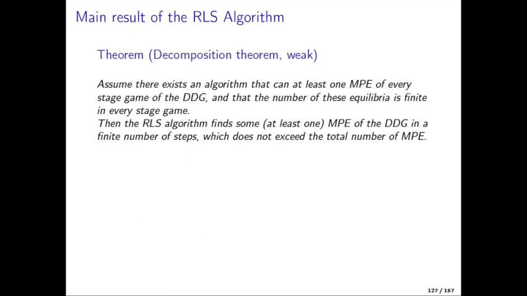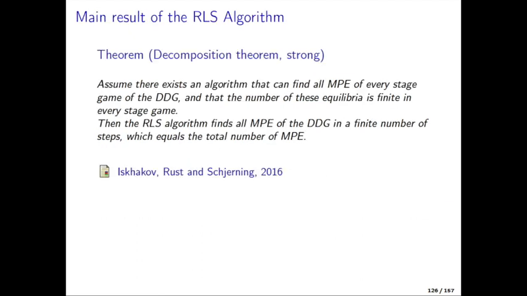Okay, you have this decomposition theorem. So assume that there really exists an algorithm that can find all the Markov perfect equilibria at each of the stage games, which is not so hard to do, at least not as hard as finding the overall solution. Then that number of equilibria is finite. Otherwise it would be hard to find all the solutions if it's infinite. Then RLS finds all Markov perfect equilibria of the overall dynamic directional game in a finite number of steps. So it's equal to the total number of Markov perfect equilibria. In other words, while it is an iterative algorithm, the number of steps is equal to the number of solutions. So every time you do a step, you find a solution. So no successive approximations that need to converge. It's just computing the equilibria.